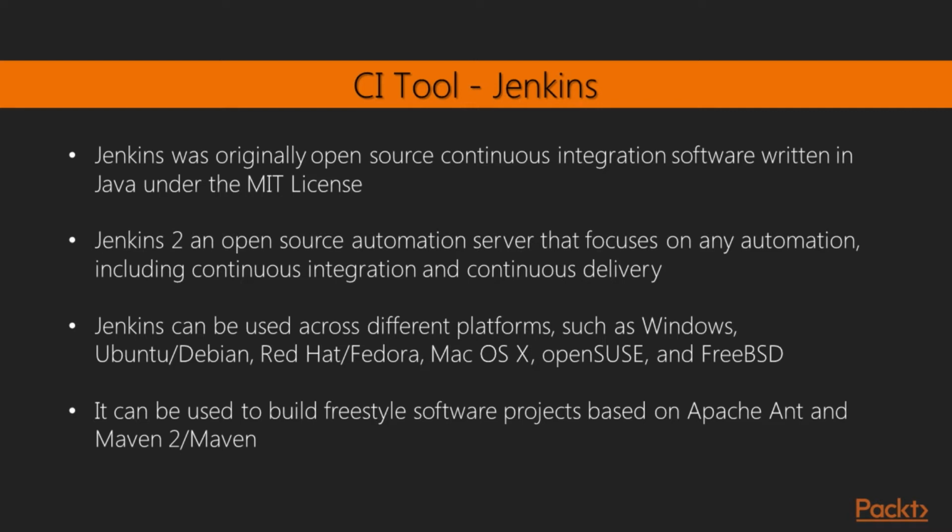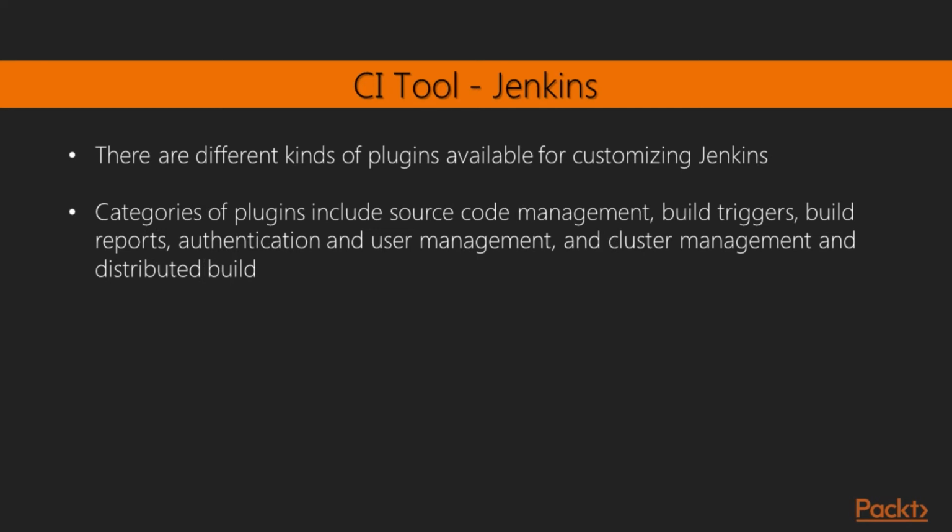Jenkins enables users to utilize continuous integration services for software development in an agile environment. It can be used to build freestyle software projects based on Apache Ant and Maven 2 or Maven 3. It can also execute Windows batch commands and shell scripts. It can be easily customized with the use of plugins. There are different kinds of plugins available for customizing Jenkins based on specific needs for setting up continuous integration.